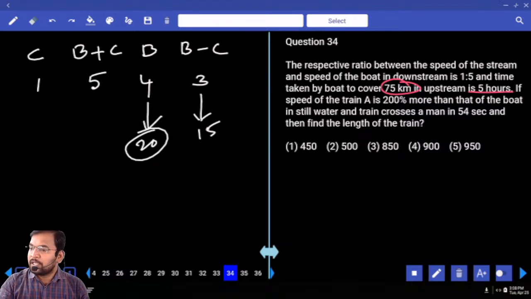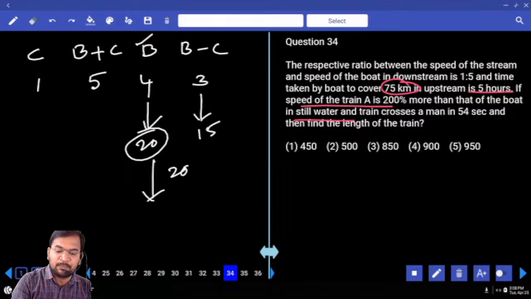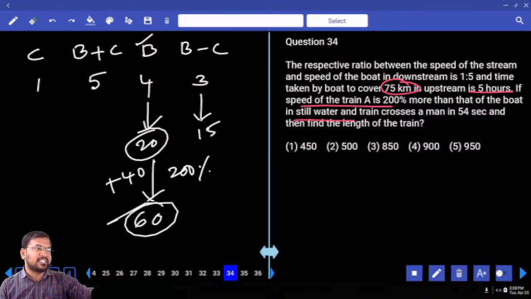See here. Speed of the train is 200% more than the speed of the boat in still water. Speed of the boat in still water is nothing but B only. B is 20. 200% more is nothing but 200% of 20, that is 40. 40 more, therefore train speed is 60.